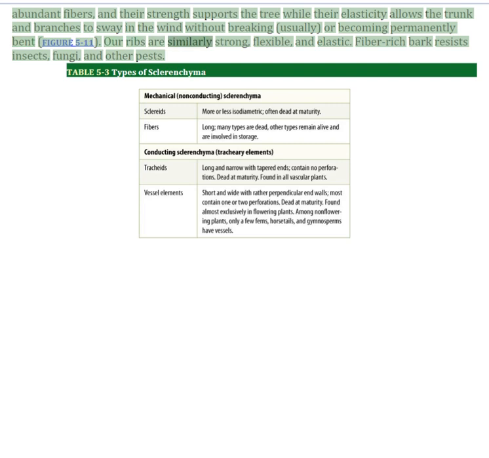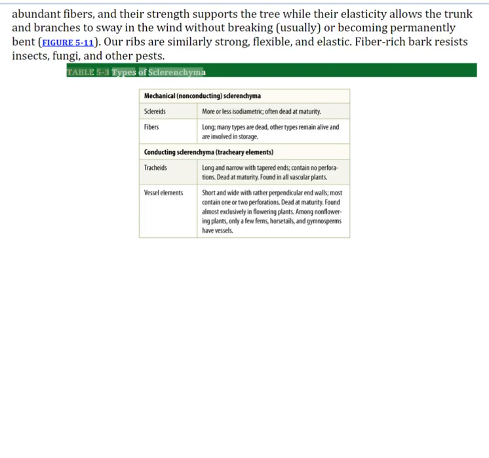Our ribs are similarly strong, flexible, and elastic. Fiber-rich bark resists insects, fungi, and other pests. Table 5-3: Types of sclerenchyma.